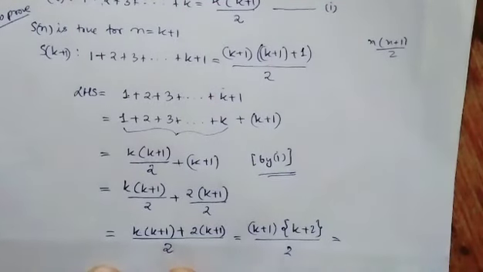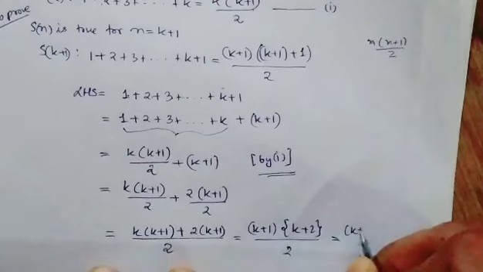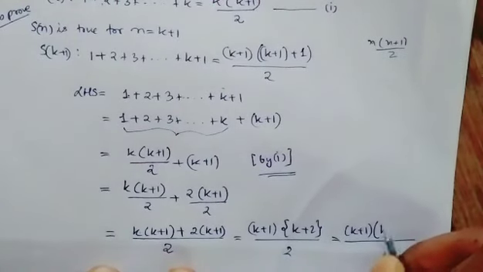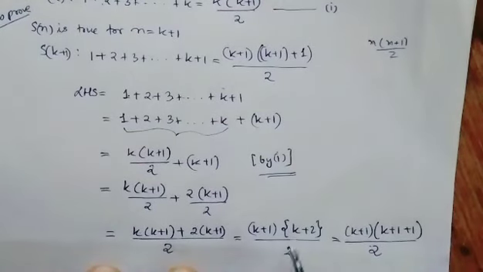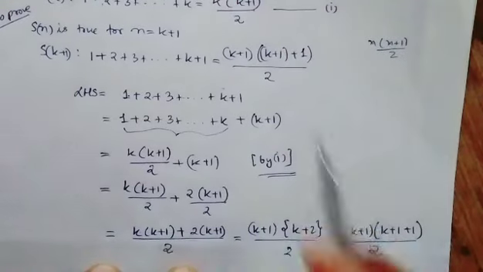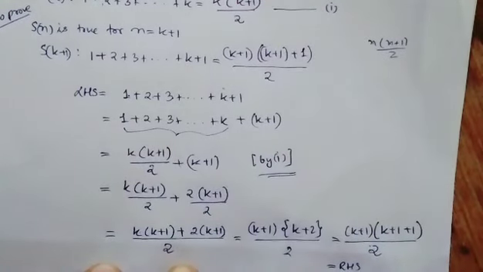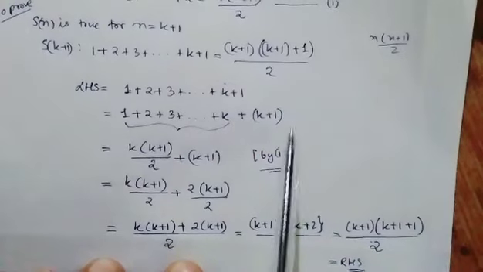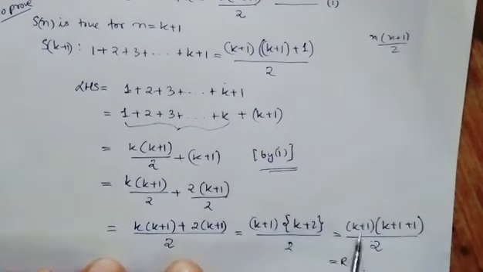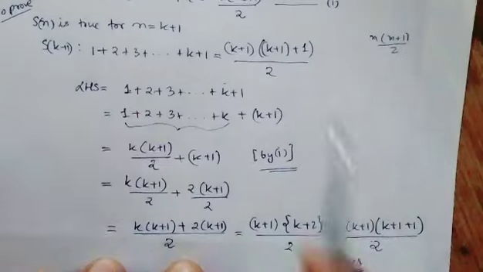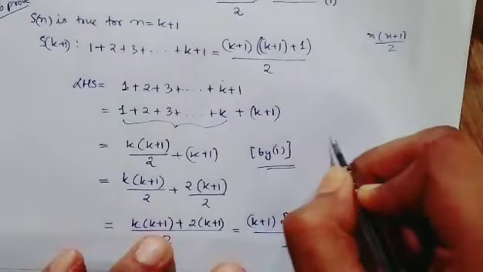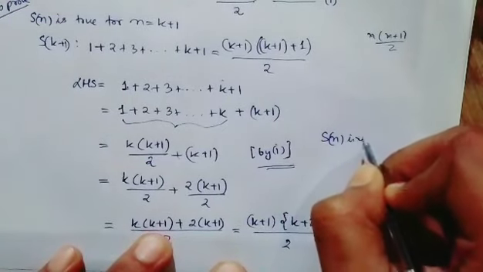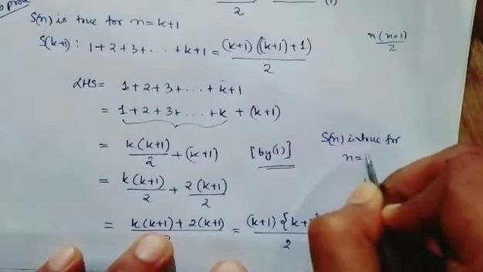Now we know that we can express k plus 2 as k plus 1 plus 1, right? And if we notice, this is nothing but the RHS. Yes, just look at this: k plus 1, k plus 1 plus 1, divided by 2. So this is the RHS. So now we can tell that yes, Sn is true for n equal to k plus 1.